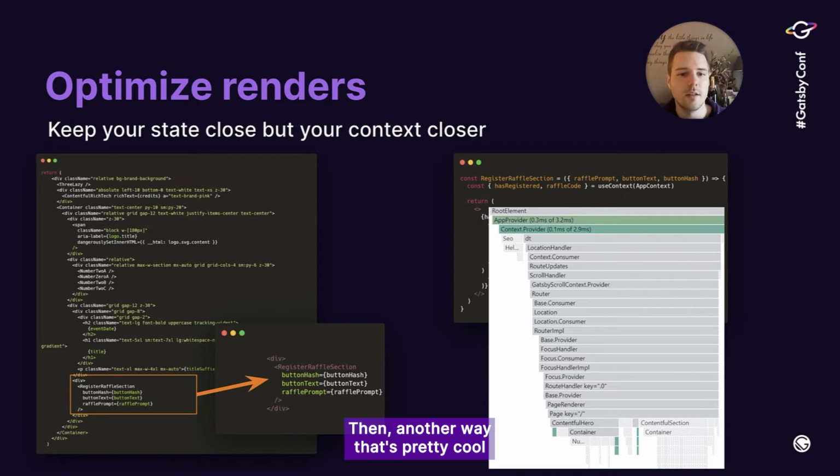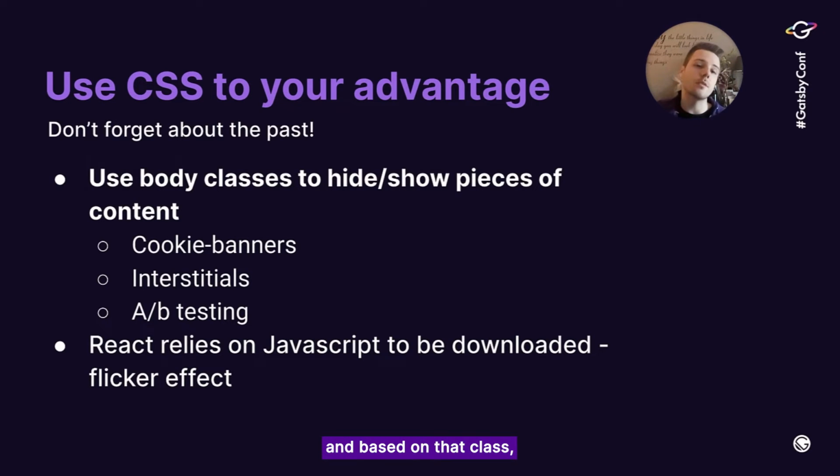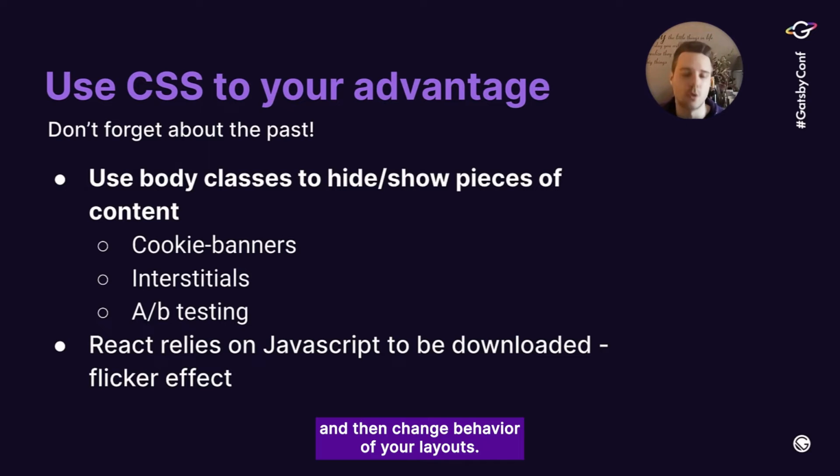Then another way that's pretty cool is don't forget about the past. Before React, we were using CSS to our advantage. So basically adding a CSS class to the body, and based on that class, we were shifting layouts around. You can still do this with React. Basically, when you have something in local storage or a cookie, you can add a class to the body and then change the behavior of your layouts. This is great for cookie banners, interstitials, A/B testing.